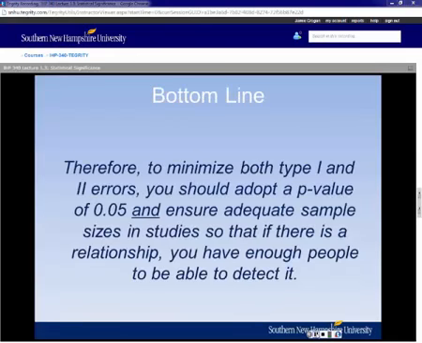So here's the bottom line. If you want to minimize both of these kinds of errors, you need to do a couple of things. First, adopt a reasonable type 1 error rate, which is the p-value of 5% or less. And you need to ensure that there was an adequate number of people in the study so that if a relationship was there to begin with, you have enough people to detect it. So you ensure that your sample size is large enough to detect a relationship if it's there. That protects against type 2. And you go with a reasonable p-value cutoff, which protects against a type 1 error.